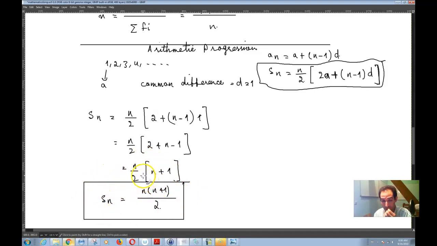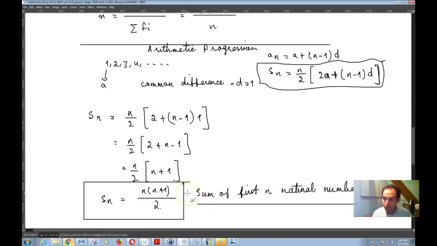And of course, if you search on the internet for the sum of the first n natural numbers, you will see the same formula: n times n plus 1 divided by 2.